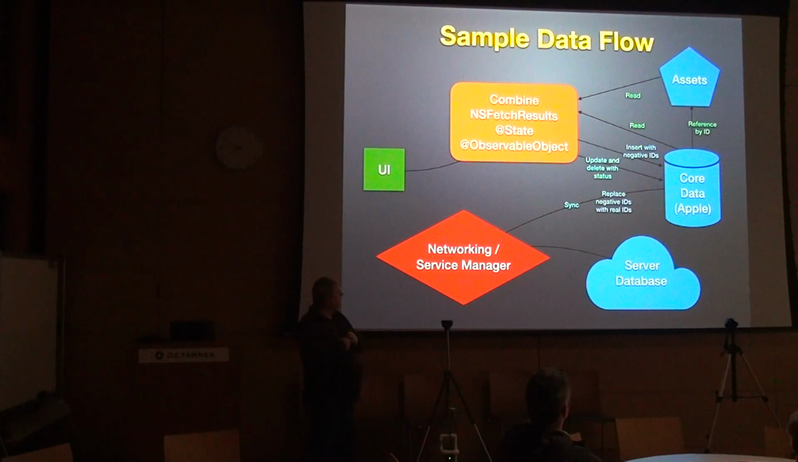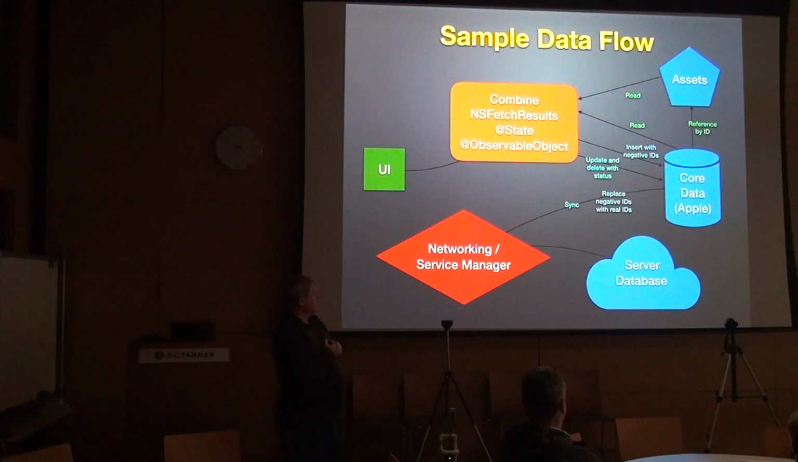So Core Data is basically waiting for the service manager, networking, however you set that up. Your background networking guru basically talks to Core Data and says, okay, give me all the unsynced stuff, right? Or if it's doing a sync and goes, okay, so I did my unsynced stuff.